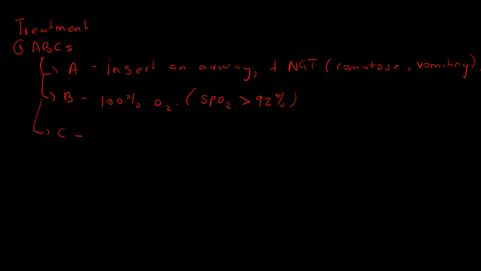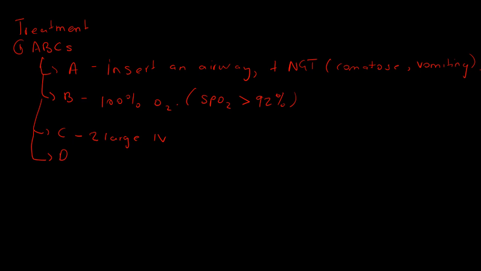Then the C that we're going to be coming to is of course our circulation. Now remember that in DKA patients, you're going to be wanting to insert 2 large bore IV cannulas. And of course, one of these is going to be for the administration of the fluids. The other one is going to be for the administration of the insulin. Now, at this moment, you can actually use this IV access to collect your blood samples.